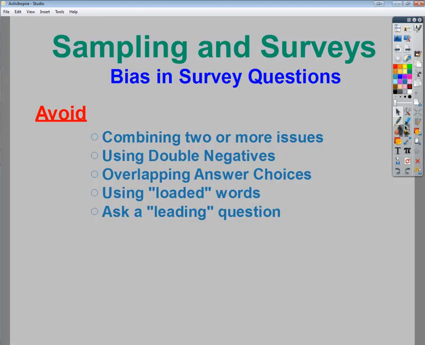So that's it. In order to avoid bias in survey questions, avoid those five things, and then you should be making a reasonable survey question.